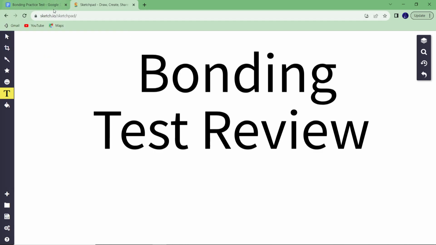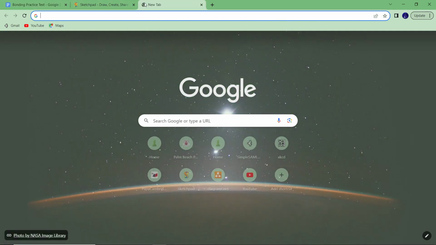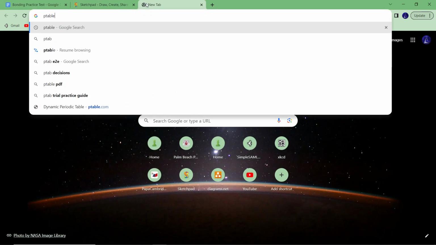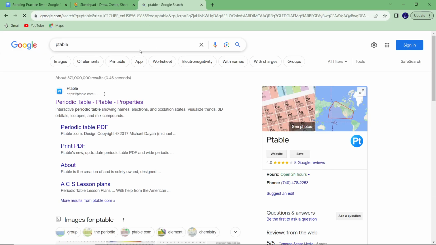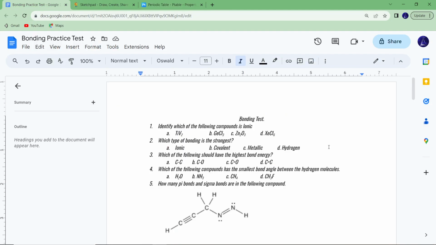Now, on the test, just like you're going to have in your actual exam, you want to make sure that you have your periodic table up. So we're going to get the periodic table right up here, and then we're going to take a look at the test here.